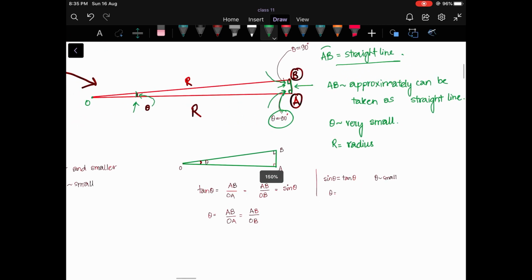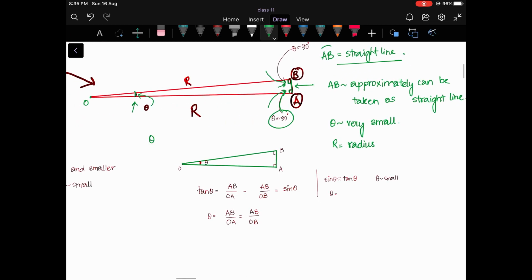In that approximation, again I can use theta equals arc length, that is AB, divided by radius. Now your radius can be this or this, so you can write R, or let's just simply take for the time being OA, or I can write AB, the arc length, over the radius OB.